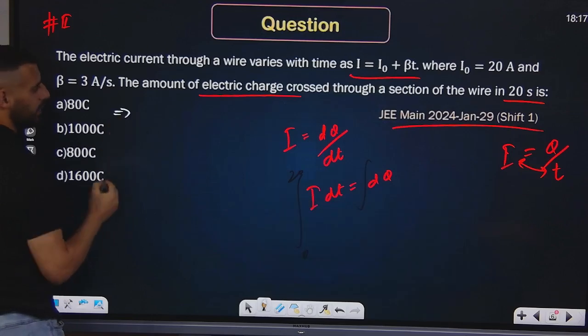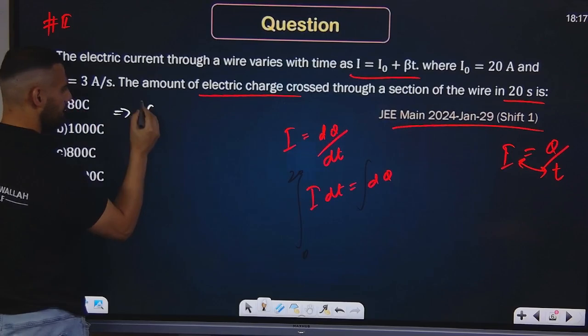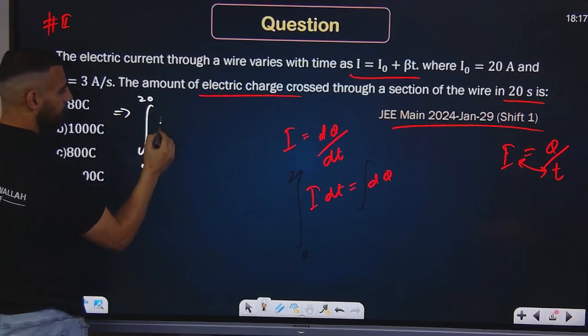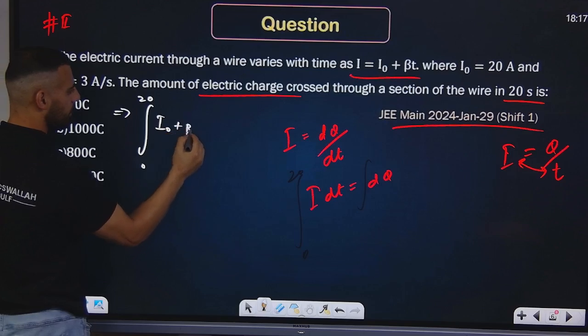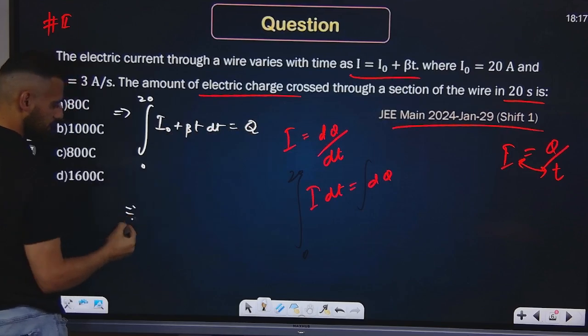So, instead of I, the integral from 0 to 20 of I naught plus beta t dt equals the net charge, right? So this is the definite integral.